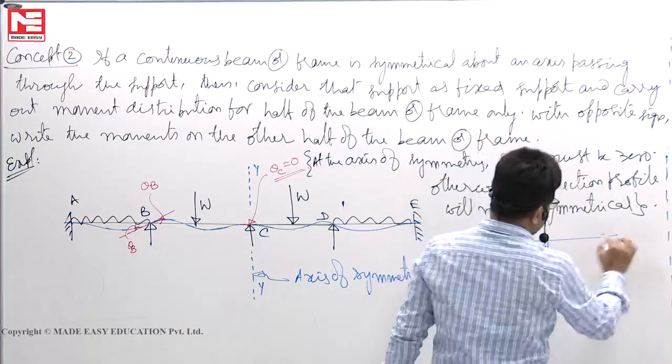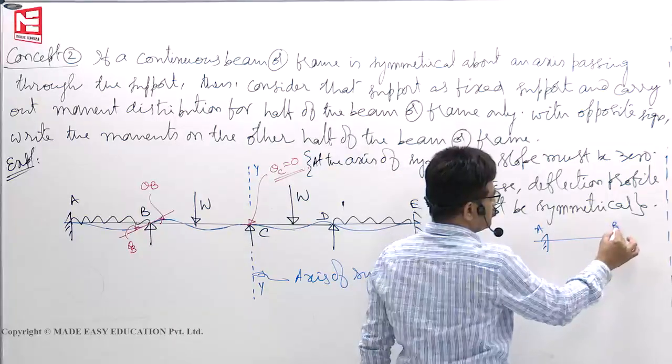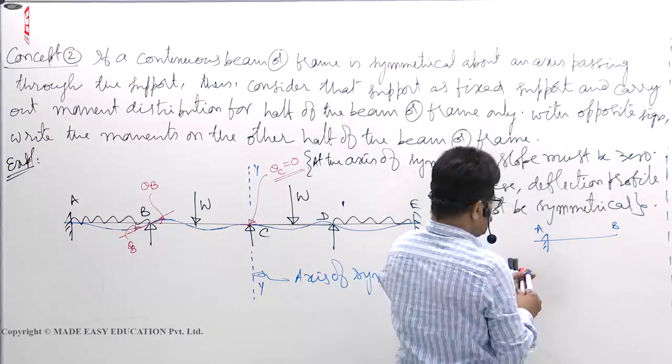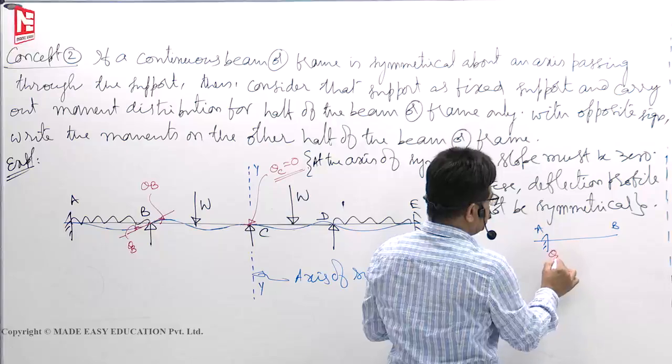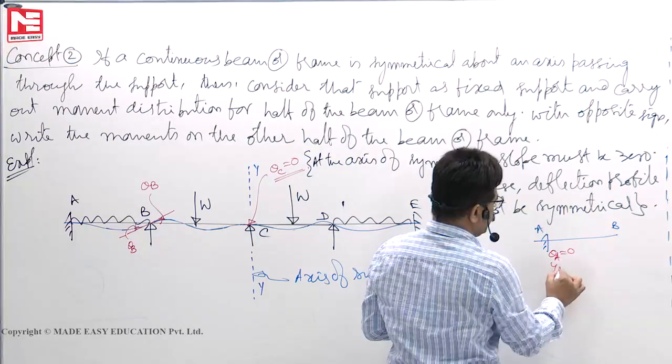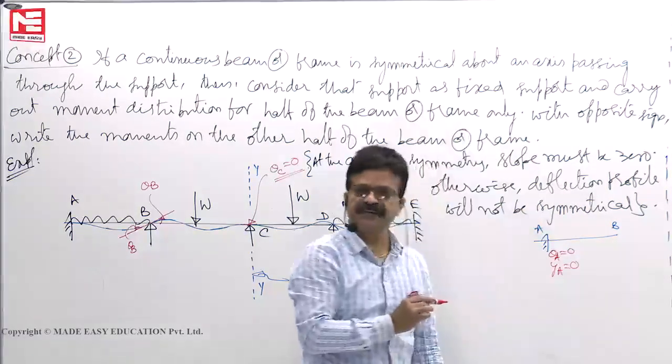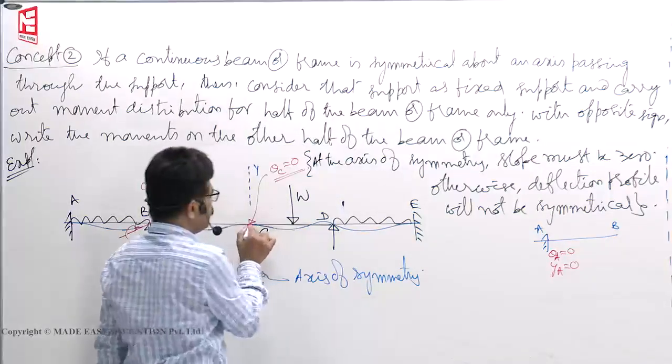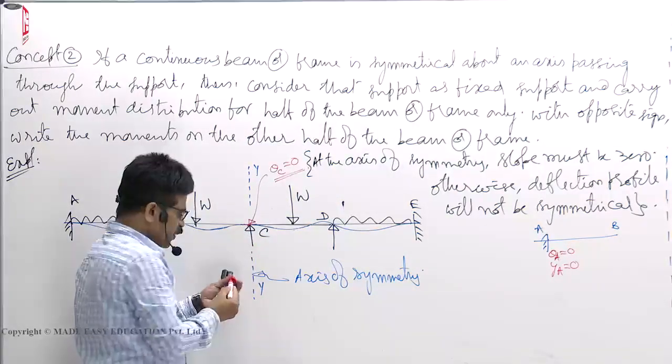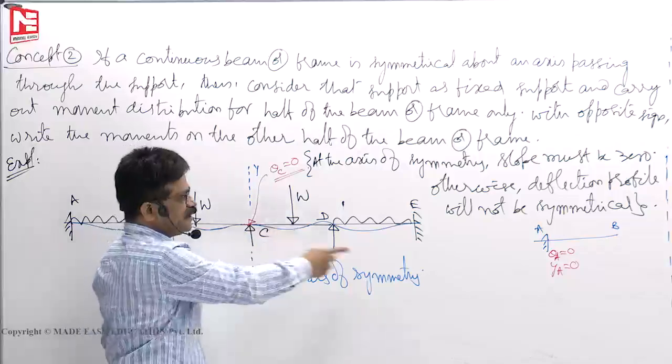Supposing that you have a cantilever beam AB. At A, theta A is 0, y A is 0: slope is 0, deflection is 0. Same thing is happening here, deflection is 0, slope is 0. So, I can idealize this and that as the same.